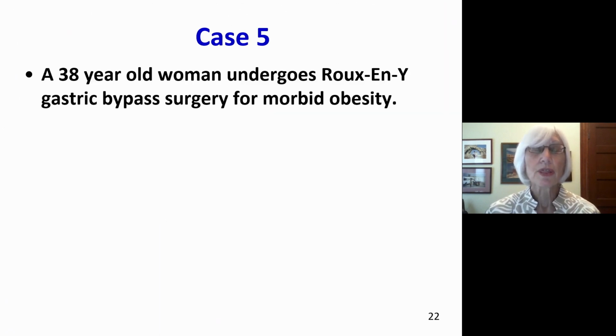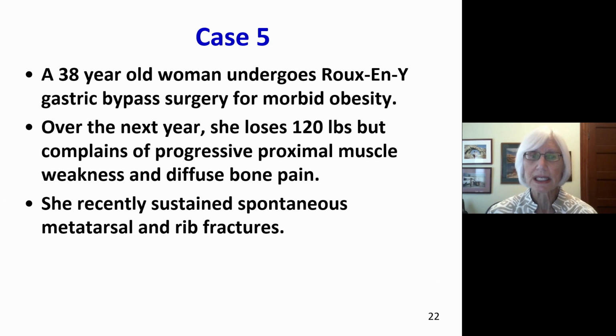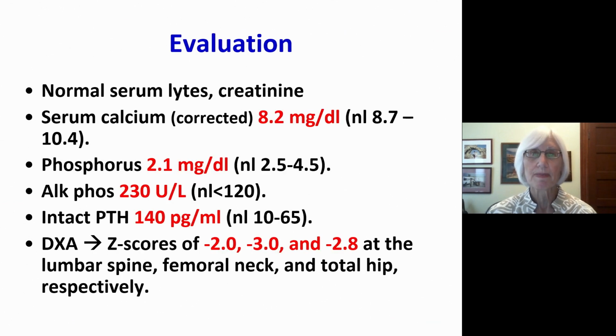Case 5. A 38-year-old woman undergoes Roux-en-Y gastric bypass surgery for morbid obesity. Over the next year, she loses 120 pounds, which is great, but she complains of progressive proximal muscle weakness and diffuse bone pain. She recently sustained spontaneous metatarsal and rib fractures, and on exam, she has a waddling gait and is tender over her hips, pelvis, and extremities.